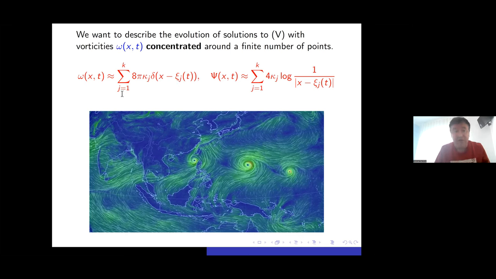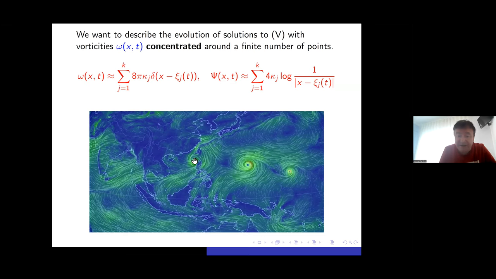This form is more or less natural because if you start with an initial condition which is in L1, and regular at least, the mass is preserved in time. This suggests that these numbers shouldn't depend on time. I simply normalize them in the form 8 pi kappa j, because it is convenient for me for later purposes. Of course, the stream function psi is the inverse Laplacian of the Dirac delta, so it's simply the corresponding linear combination of fundamental solutions as indicated here.